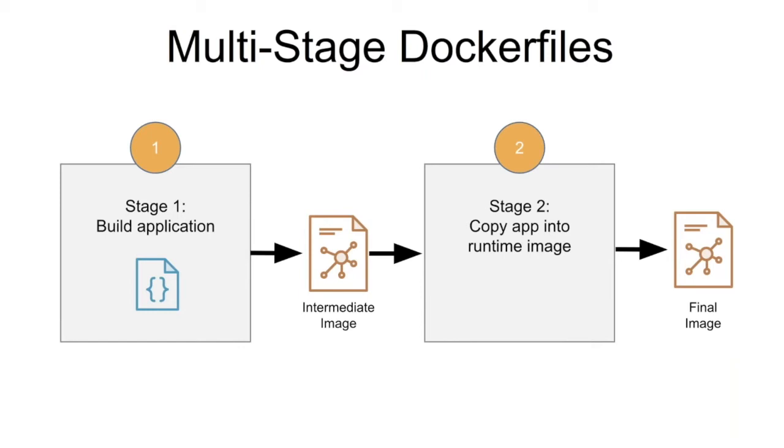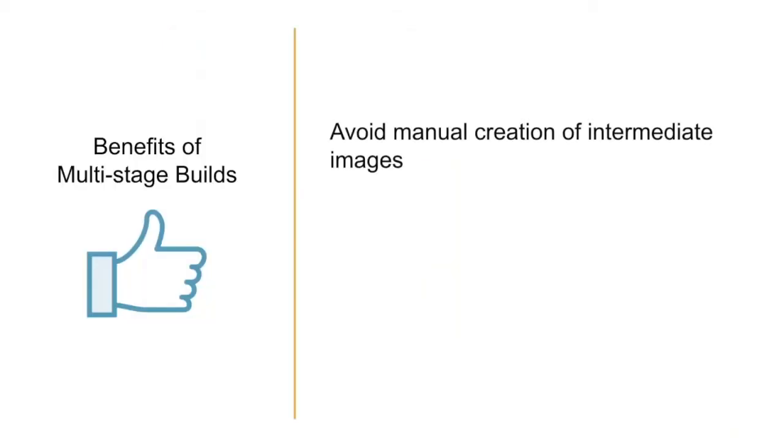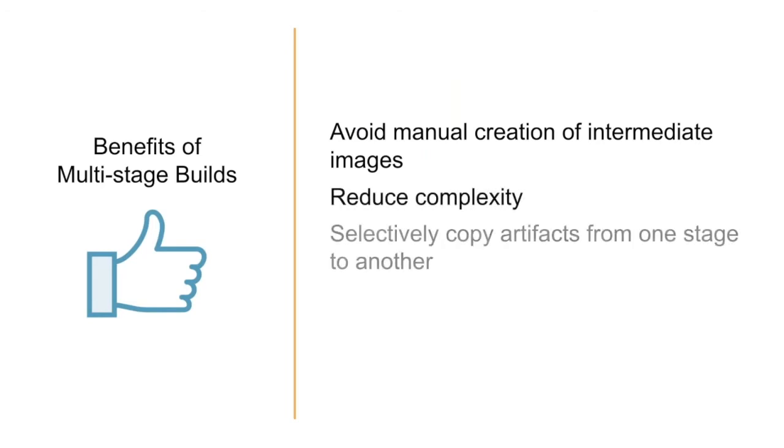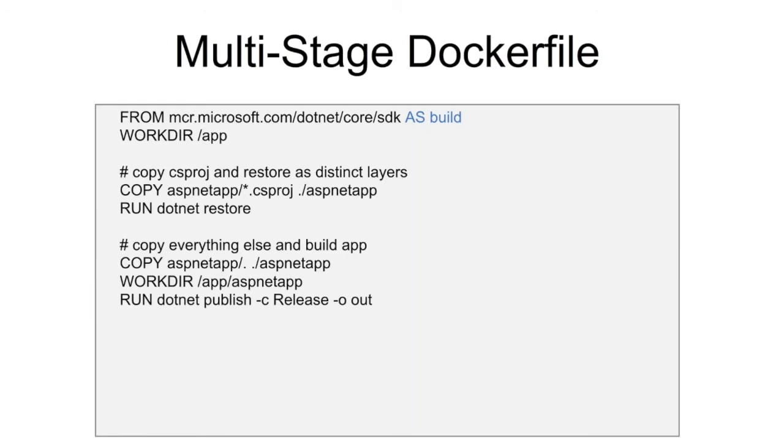Now, here's what it looks like. So we're going to avoid manual creation of images, and instead of all this complexity we used to have to do, we can copy in from stage one, which would be our build process, the output of the build into the runtime, and that's going to lead to a smaller runtime, and it's like running one command and you're doing everything you need. So let me show you what it looks like. All right, so take a look at this real quick.